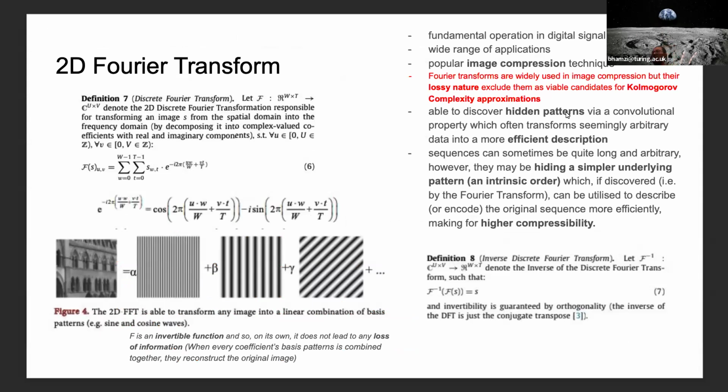Yeah, the two-dimensional Fourier transform. So the discrete Fourier transform, or 2D discrete Fourier transform, is responsible for transforming an image from the spatial domain into the frequency domain. And it does that by decomposing it into complex valued coefficients with real and imaginary components.